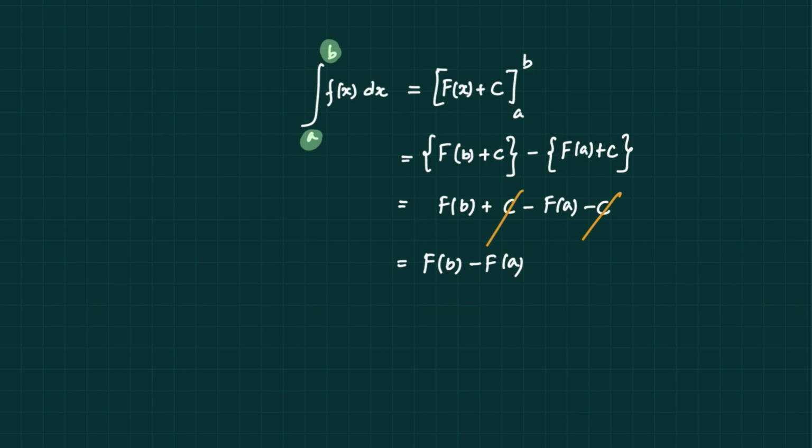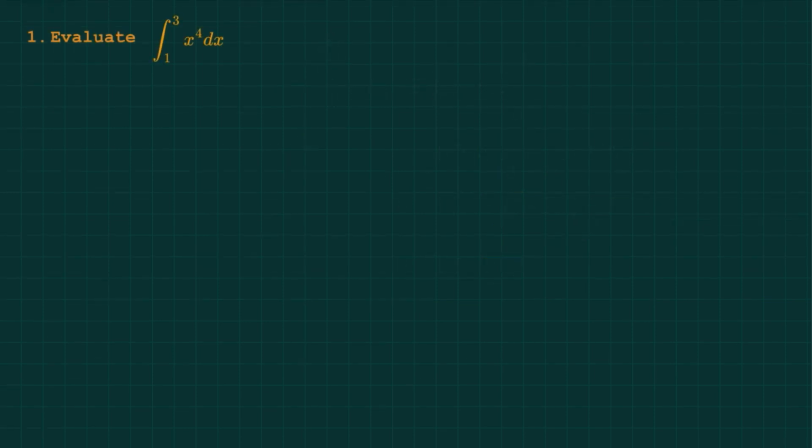So let's see some examples. Question 1. Evaluate the integral of x to the power 4 dx, and my limit is from 1 to 3. Here the lower limit is 1, upper limit is 3. As usual, first we integrate x to the power 4, and we all know that the integral of x to the power 4 with respect to x is x to the power 5 by 5.